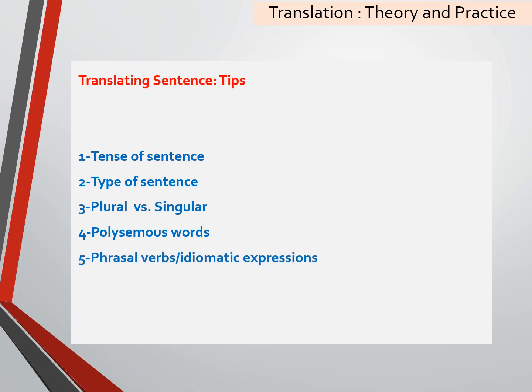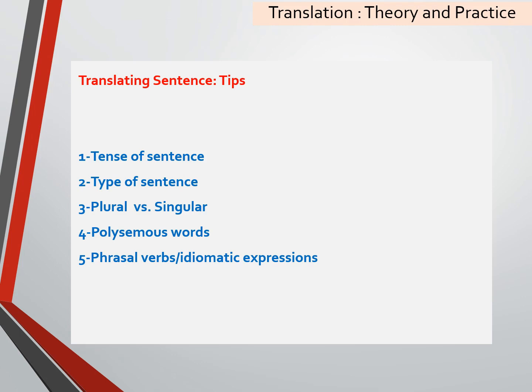Number 4 is you have to take into consideration whether there is a word in that sentence that has more than one meaning. Polysemous words, words that carry more than one meaning. This is very crucial, and sometimes translators make mistakes in this aspect. And the last point for today would be whether there are phrasal verbs or idiomatic expressions in this sentence.